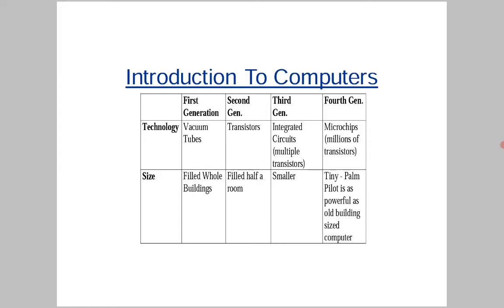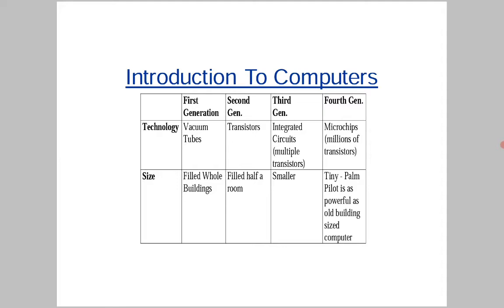In third generation computers, ICs, integrated circuits, are used. What is an IC? An IC is a collection of a group of transistors interconnected with each other and placed on a single chip. From third generation computers the size of a computer is gradually reduced and it becomes smaller.